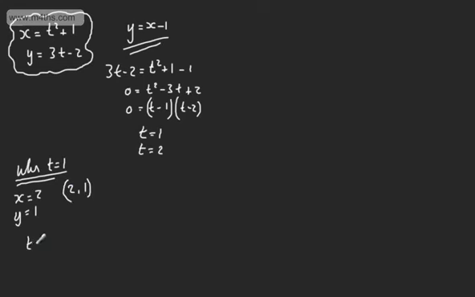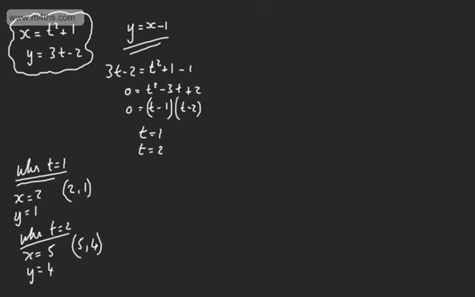If we now consider when t is equal to positive 2, subbing in, x will be equal to t squared plus 1, which is 5. And then we have 3 lots of t, that's 6, minus 2, so y is equal to 4. So we have the point 5, 4. All we've done is solve for t in this equation and plug it straight back in.